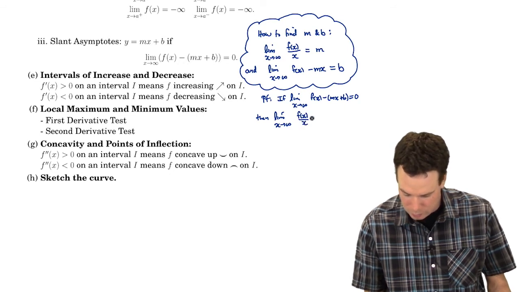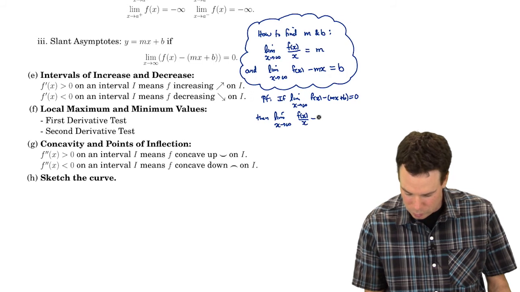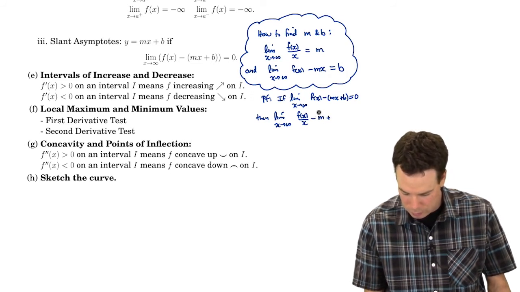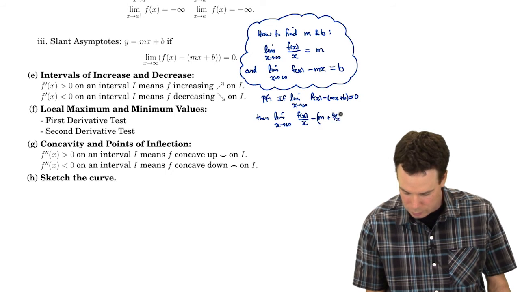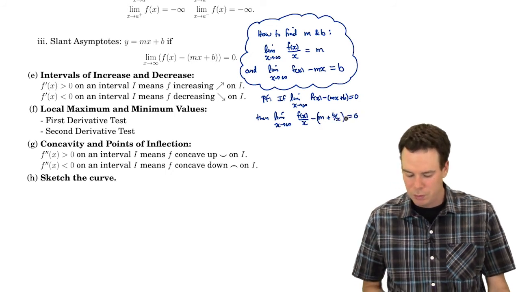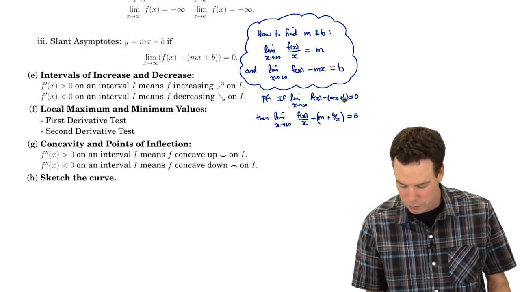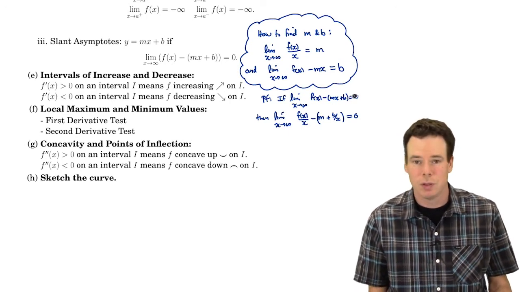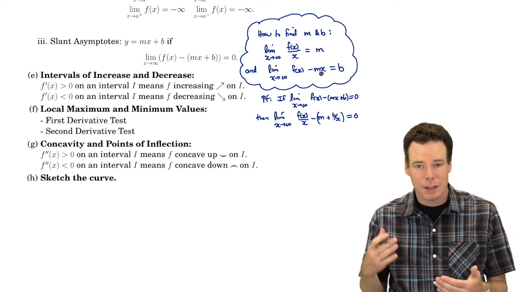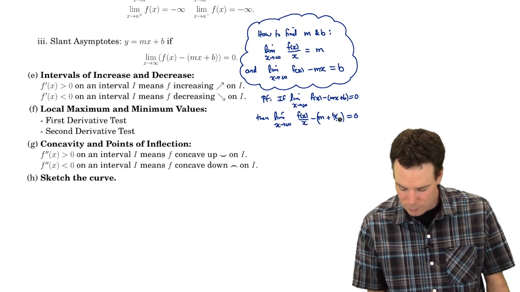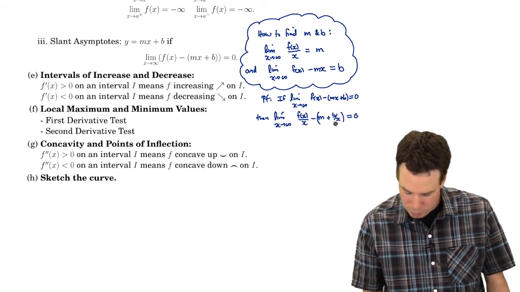f of x minus mx, and I'm going to divide it into each term, so minus mx over x, that's just m, plus b over x. That limit also has to be 0, because if the original function here, f of x minus mx plus b, goes to 0 as x goes to infinity, then sticking an x underneath it makes it go to 0 all the more quickly. So this has to also be 0.